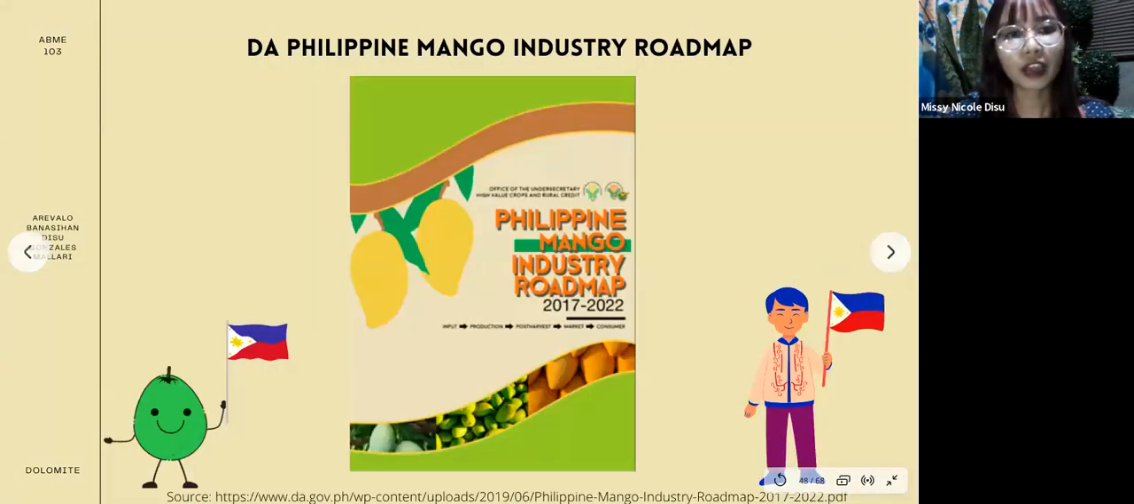The Department of Agriculture created a roadmap for the mango commodity. They developed programs and projects as well as conducted research for the improvement of the commodity system. Next.